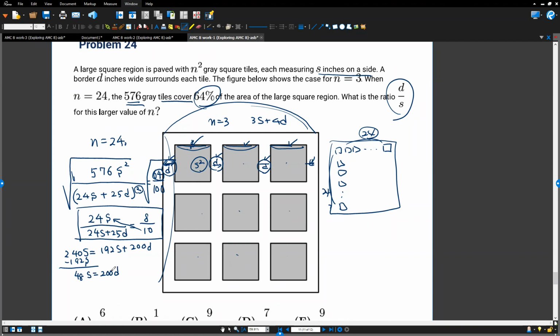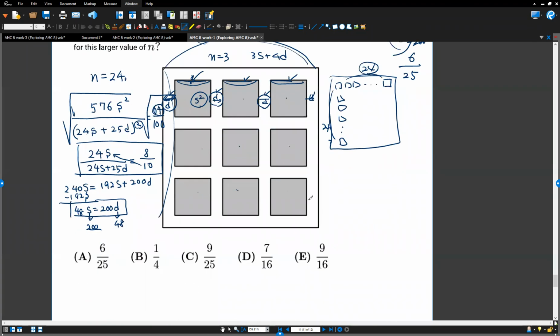Okay, from here you can plug in numbers. If S is 200, D should be 48, isn't it? So 48 times 200 equals 200 times 48. In this way, you can find the numbers, because any numbers are okay since we're going to find the ratio. So I'm taking S as 200, and D is 48. You can simplify. Divided by 8, that is 6. Divided by 8 is 25. 6 over 25 is the answer. Okay, choice A is the answer.